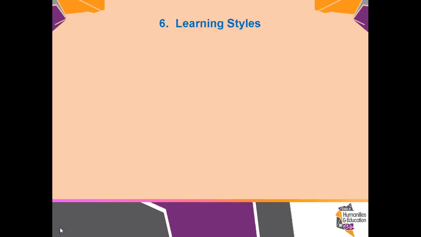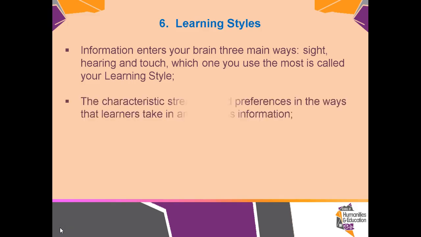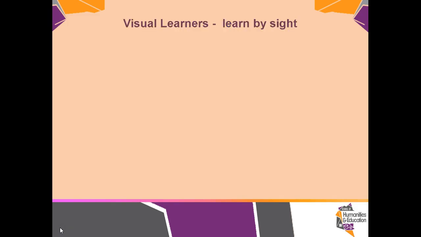The next innovation that we're going to look at here is learning styles. Now, information enters your brain three main ways: your sight, hearing, and touch. Which one you use the most is called your learning style. These are characteristic strengths and preferences in the ways that learners take in and process information. Learning styles are an essential pattern of behavior traits that students must possess to be able to work and learn in schools. Now, what are those 3 different styles?